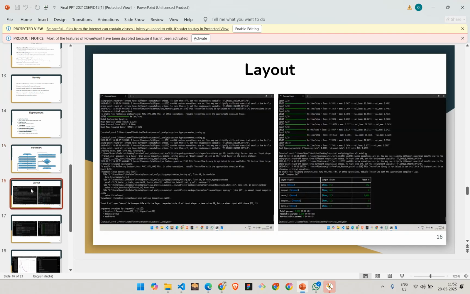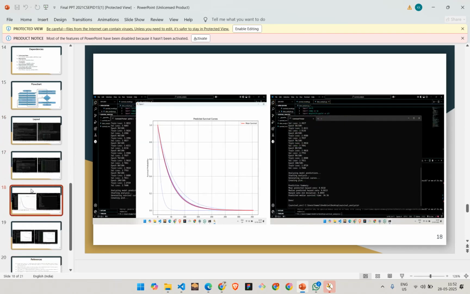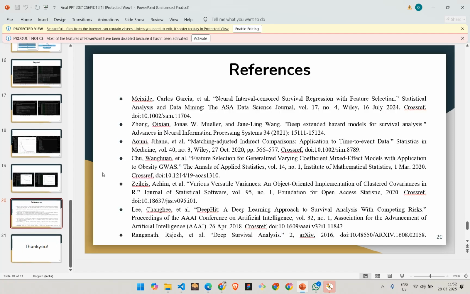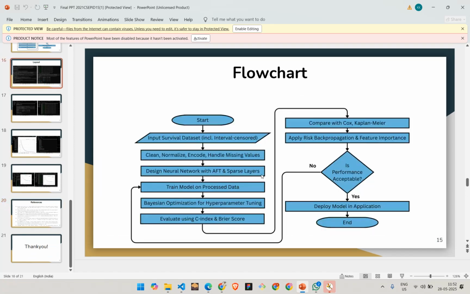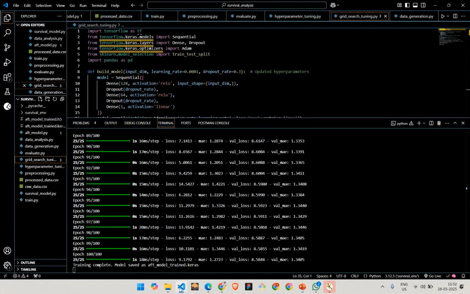Here I've also input some screenshots of the working model. I've also mentioned the graphs as well, everything. Here are the references of our project, and that's it. So this is all, and now I am moving forward to the working model, the coding part of our project.